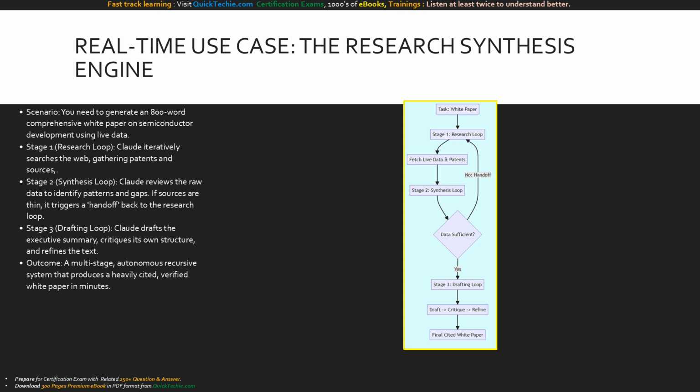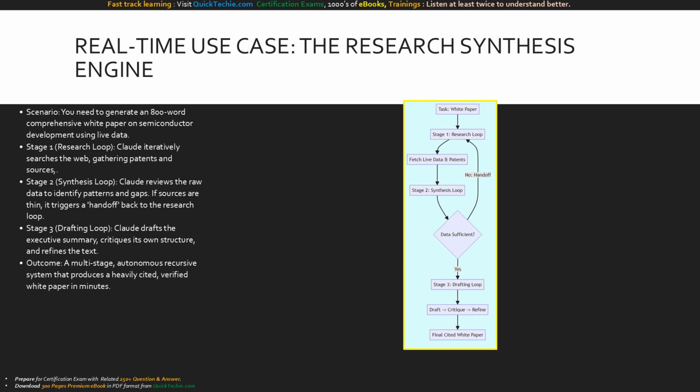This flowchart maps our research synthesis engine. The white paper task enters the Stage 1 research loop to fetch live data. This feeds into the stage 2 synthesis loop, where we hit a critical decision node. Is the data sufficient? If no, we execute a handoff, looping recursively back to stage 1. If yes, we proceed to the stage 3 drafting loop, executing our draft critique refine chain, ultimately outputting the final cited white paper.